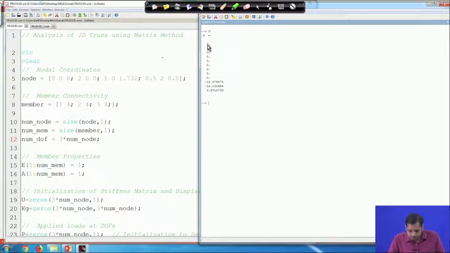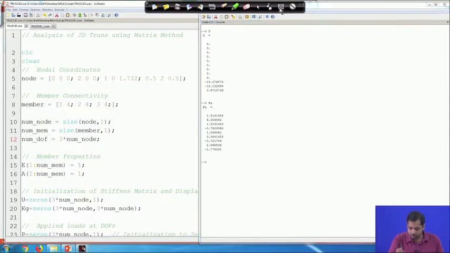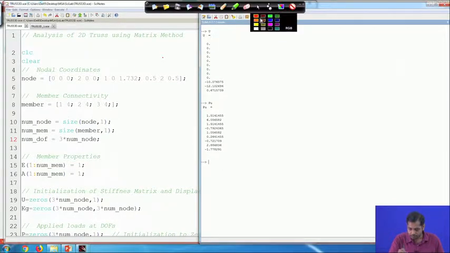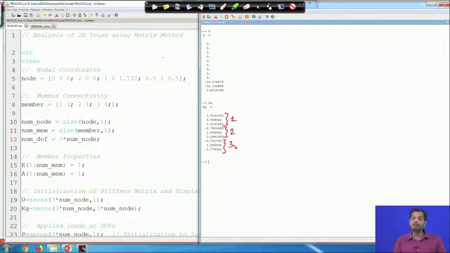All the first 9 u will be 0 because they are constrained. Then we have the rest of the u: u 10, 11 and 12. These are the values of u 10, 11 and 12. And then the support reactions. The first 3 are for joint number 1, this is for joint number 2, and this is for joint number 3 in the corresponding direction.